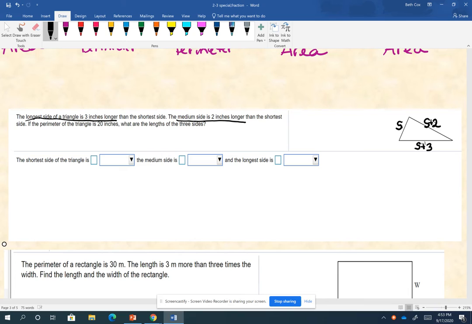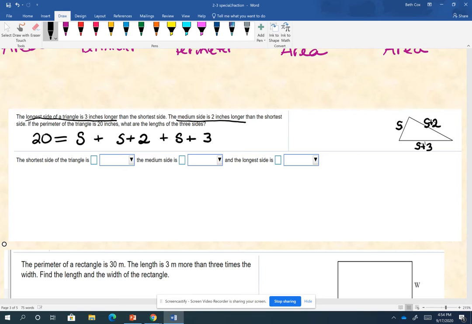Okay. And so now it says the perimeter of the triangle is 20 inches. Okay, so what that means is the 3 sides added up is 20 inches. So the perimeter, which is 20, is the 3 sides added up. So the first side is S, the second side is S plus 2, and the third side is S plus 3. Okay, and if we add those up, we have an equation.